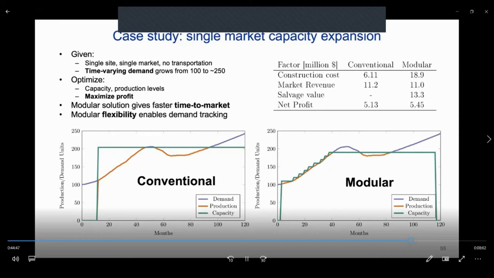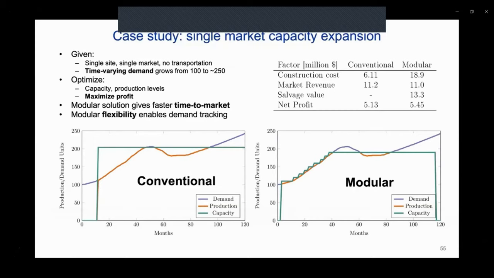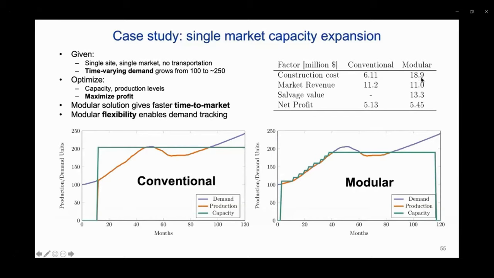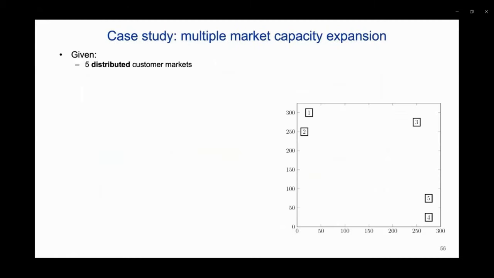Okay. And for this very simple problem, we found that we could obtain higher profit if we did the modular design, even though the construction cost is higher, because you do not take advantage of the economies of scale. Okay, but as we'll see, let me give you a more complex problem, multiple market expansion.